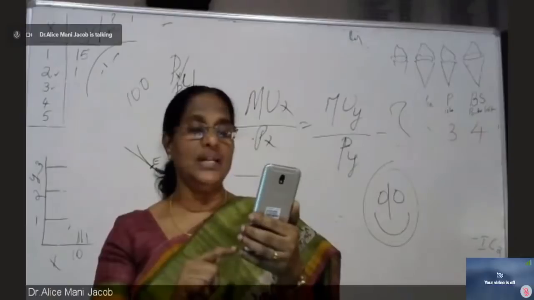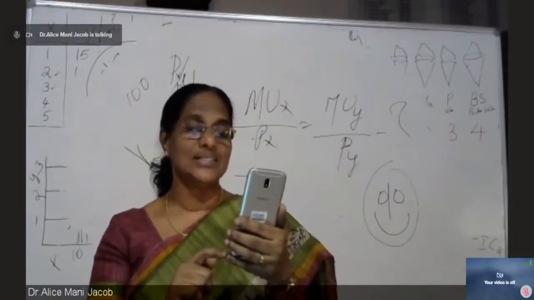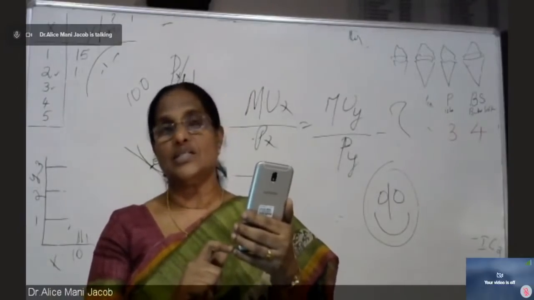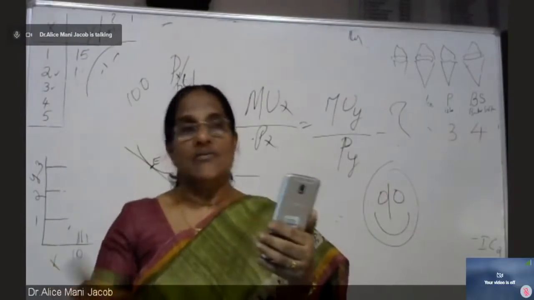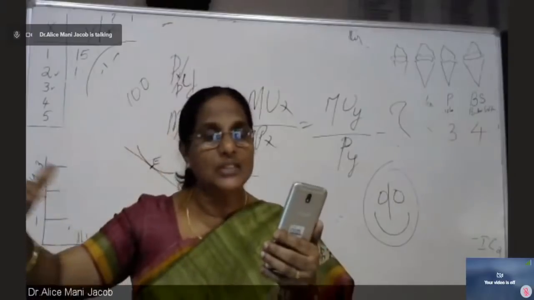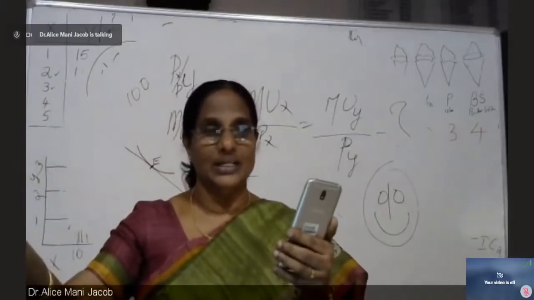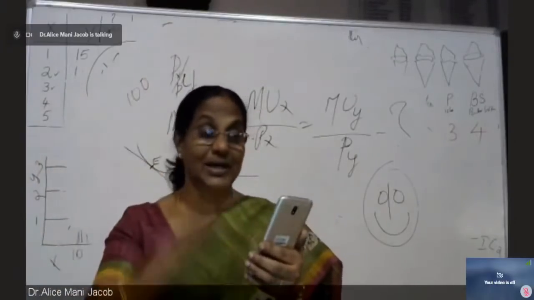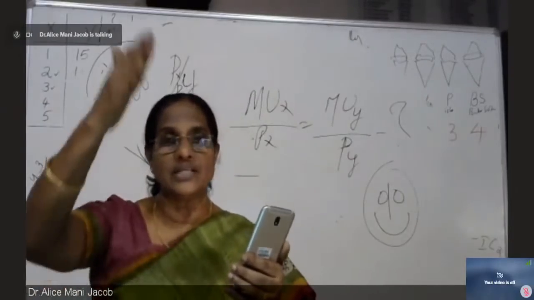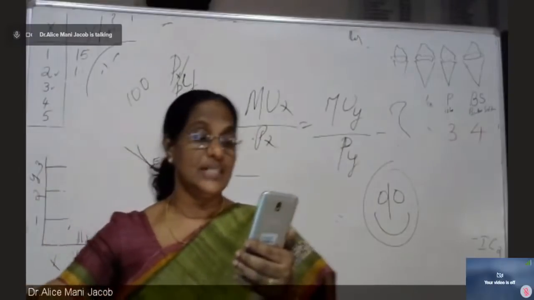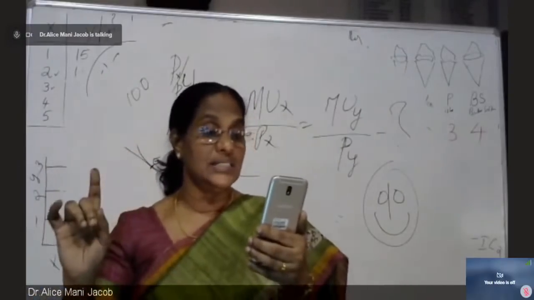MRS cannot be negative. MRS is always positive. Actually, when you go to higher classes, you will study better about it, if you are taking economics. We are studying only that part of the indifference curve where substitution takes place, and it cannot be negative.